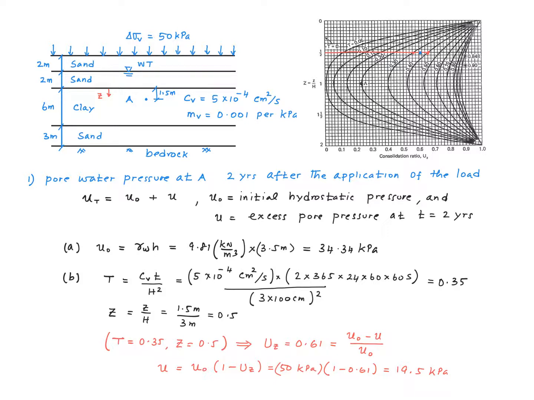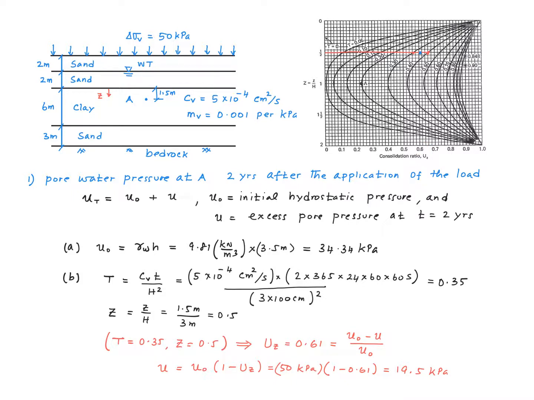Now for this combination, T equals 0.35 and Z equals 0.5, we want to find a value for the local degree of consolidation, uz. So I draw a horizontal line at a dimensionless depth of 0.5. And I go to the time factor curve that corresponds to 0.35. So you can see we don't have a curve. We do have a curve for 0.3 and we have another one for 0.4. So it's going to be in between the two. So this is an approximate interpolation, and we get a value of 0.61 from this.